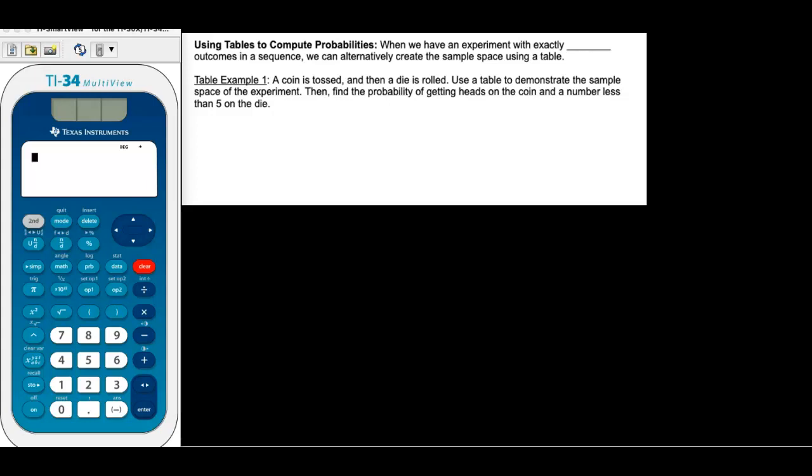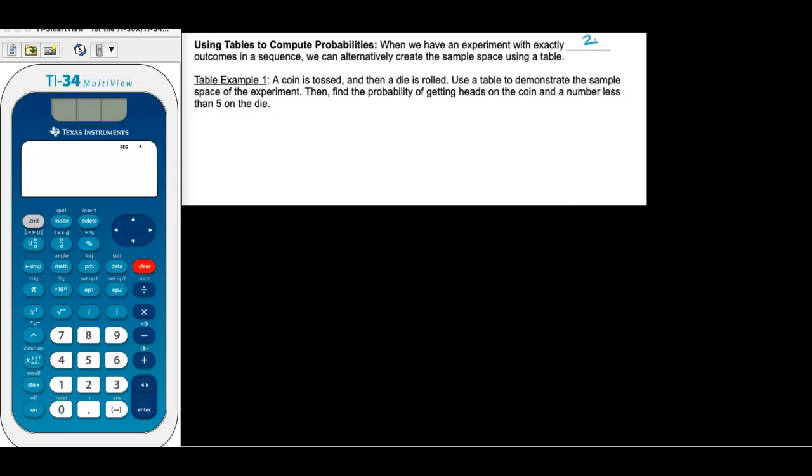In this video, I'm going to talk about how to use a table to compute probabilities and to draw a picture of the sample space. Tables are similar to tree diagrams in the sense that they use a visual to show the sample space, but the only downside with a table is that it only works when you have an experiment with exactly two outcomes in a sequence.